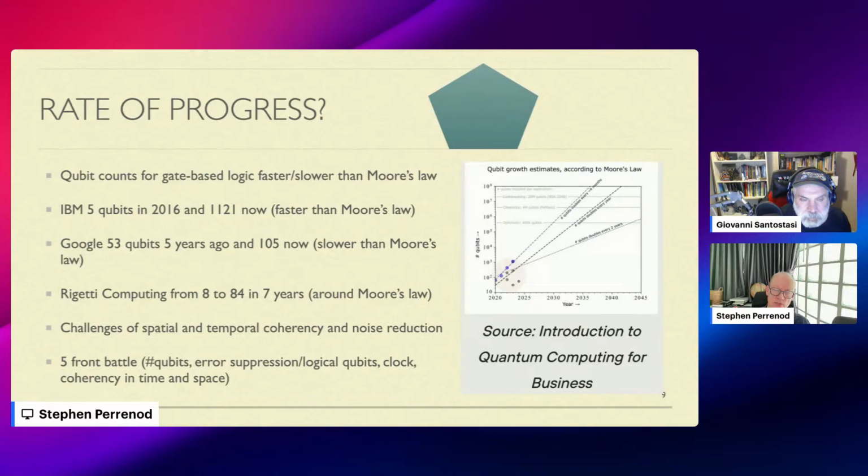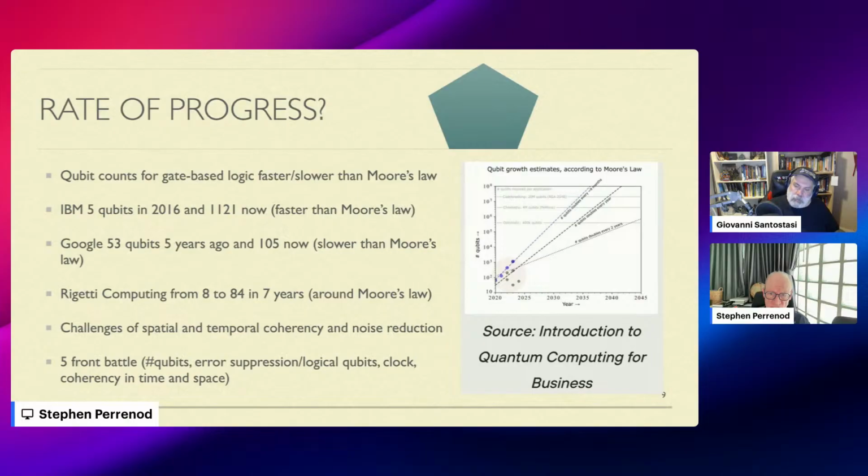IBM had 5 qubits in 2016, now they have 1,100. So they have been faster than Moore's law for the past 8 years. Google, they had 53 qubits 5 years ago, and it took them 5 years to get to 105. Now there's some other things that got enhanced, but that's slower than Moore's law on the rise of physical qubits. Rigetti is another one of these superconducting loop type designs similar to IBM's and Google's. They went from 8 to 84 in 7 years. So that's around Moore's law.